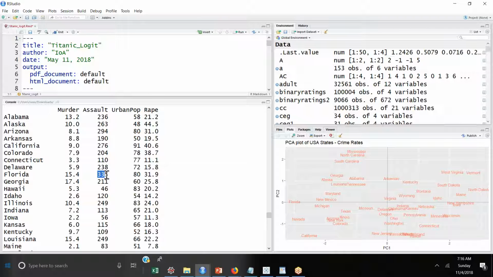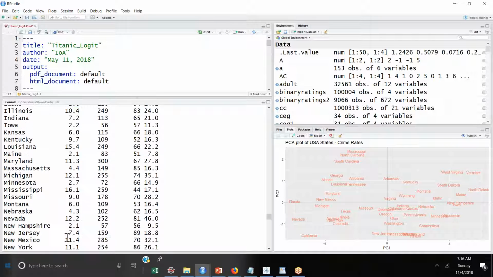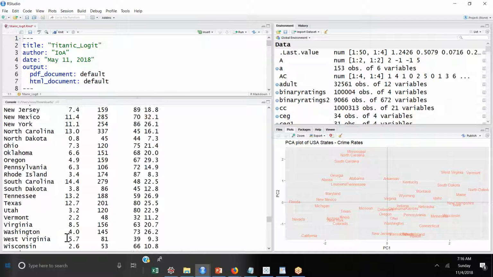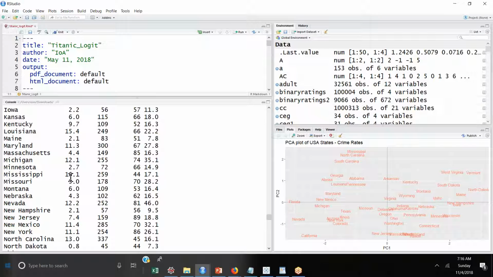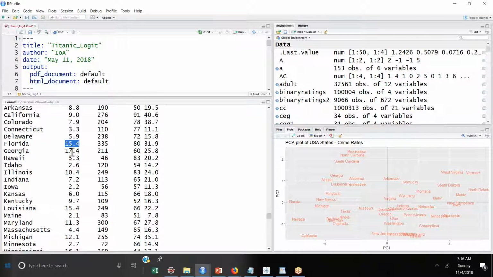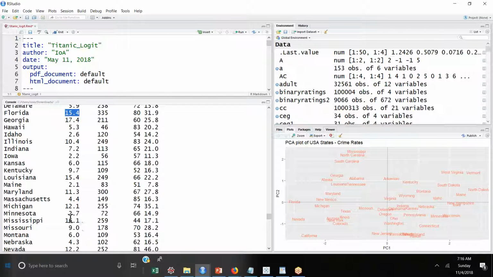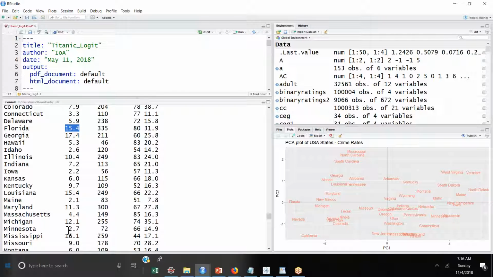15.4 murder, assault is 335, rape is 31, urban population 80. Murder is 15, and this is very close to the maximum, right? In this list, this is probably 10, right? It's close to the maximum. Do you see this one? Because in this list, Georgia is the highest, I think, sir. Georgia is something like 16, 15, 17, that's all. Those are the maximum values. Georgia, Louisiana, Mississippi. Okay? Right.